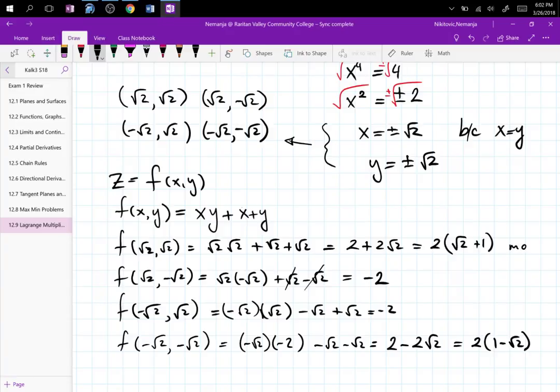The first one is the max value because this is the only positive number that you have. This one has the highest elevation, the highest z value of all 4 points. And then over here, 1 minus root 2 is negative, about negative 0.41. So multiply that by 2, so these two are actually lower than the one on the top.